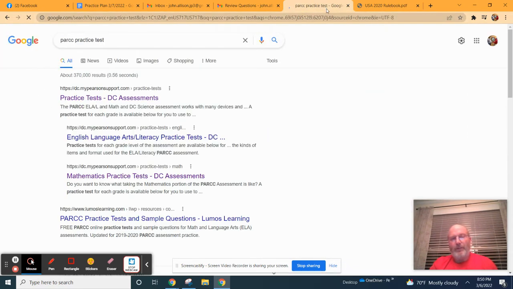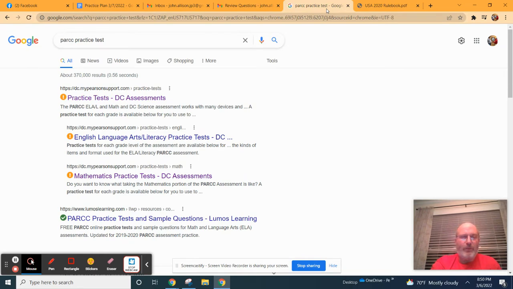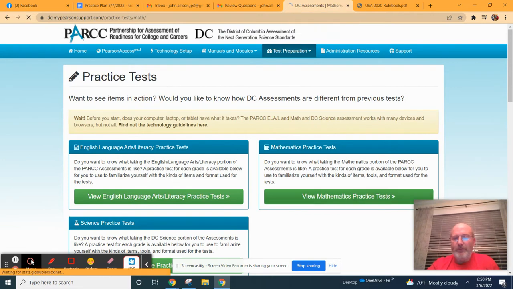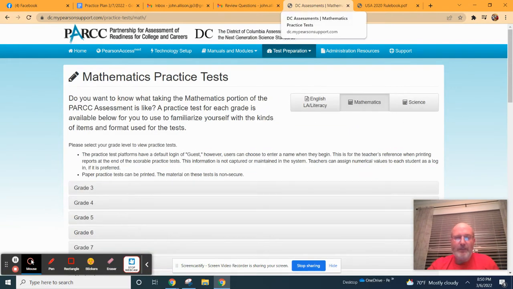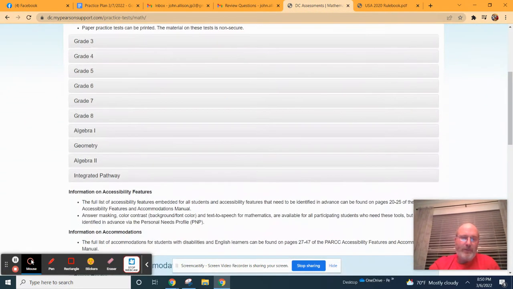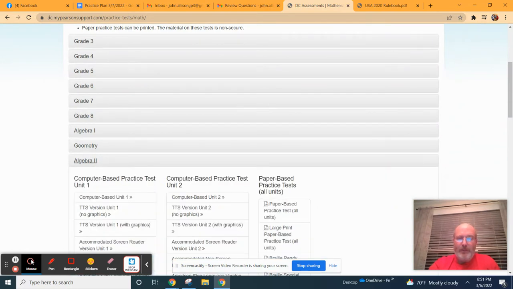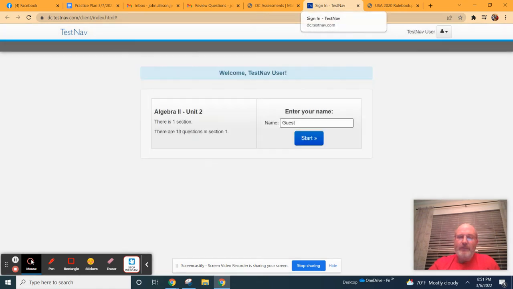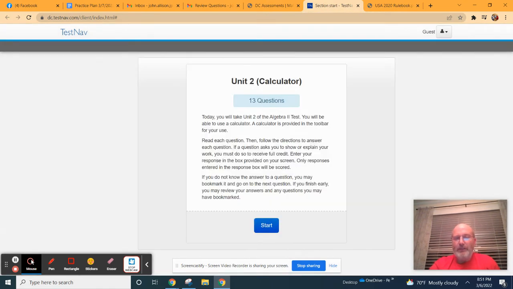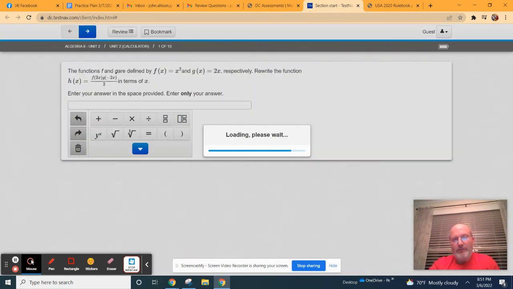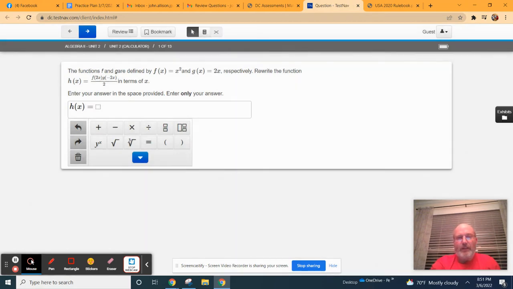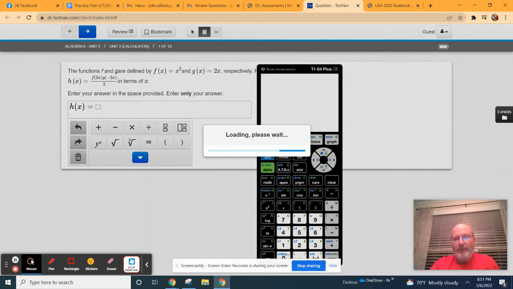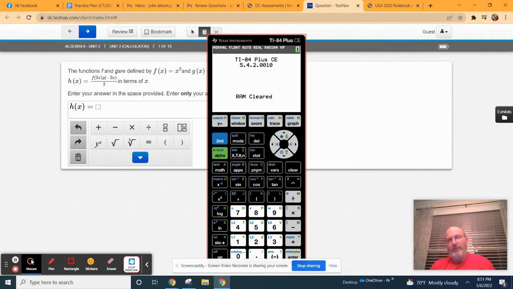If you don't have a calculator at home, if you have one at school, you can use the one at school. Click on practice test DC assessments, click on view mathematics practice test, then go down to where it says Algebra 2, click on computer-based unit 2, and this time start as a guest, click start, and the calculator icon is going to come up. You're going to click that, and you have a calculator that you can use.